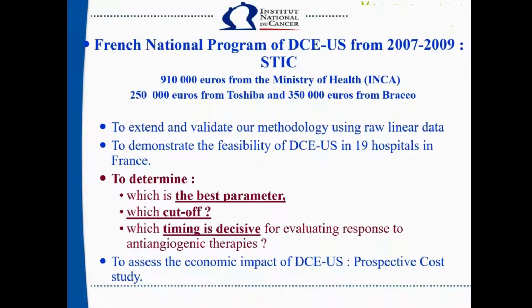Remember, we had 5 monocentric studies, but the challenge was also to determine the best cutoff, a decrease of 20%, 30%, or 40%, which is the best timing, and whether we are able to link this biomarker to the overall survival. And remember, for the FDA, this is the best endpoint for the validation of biomarkers.